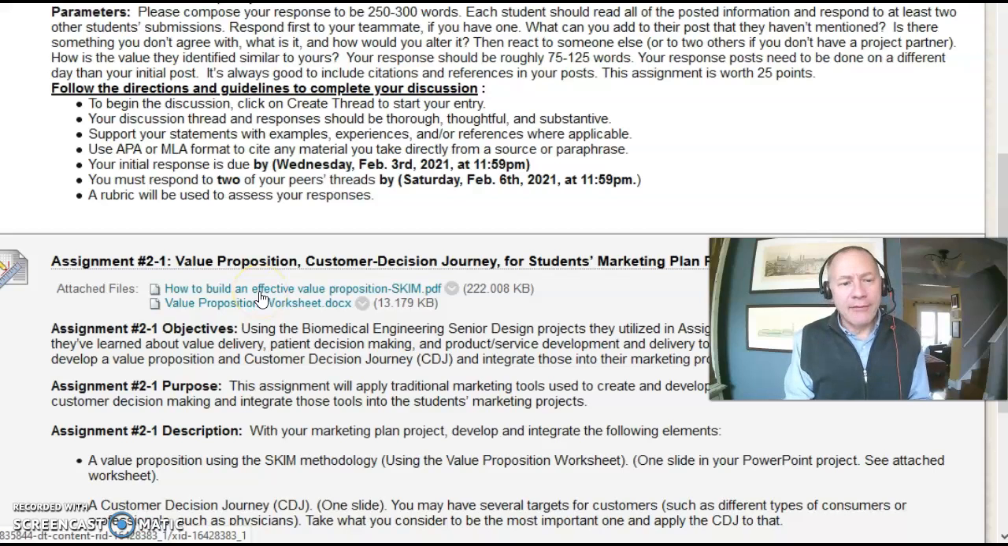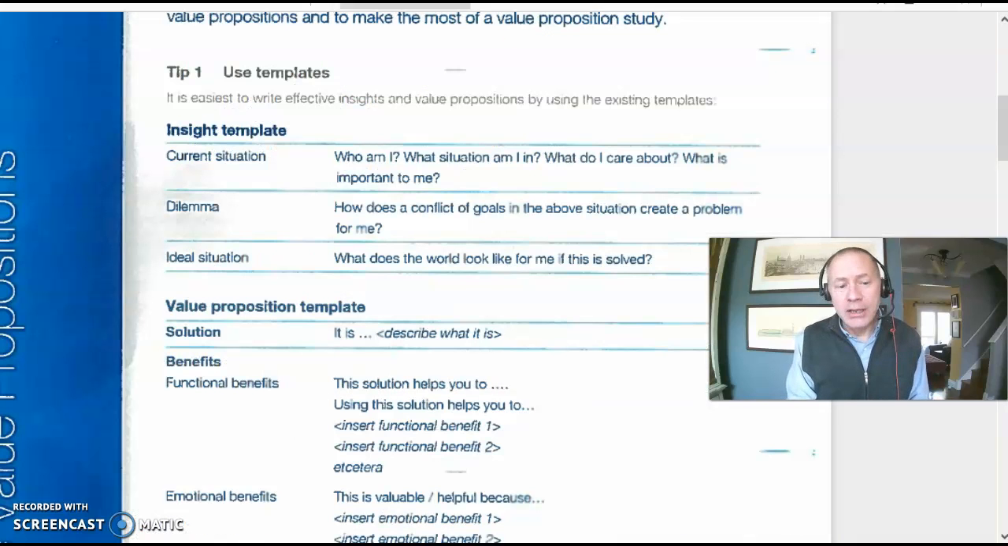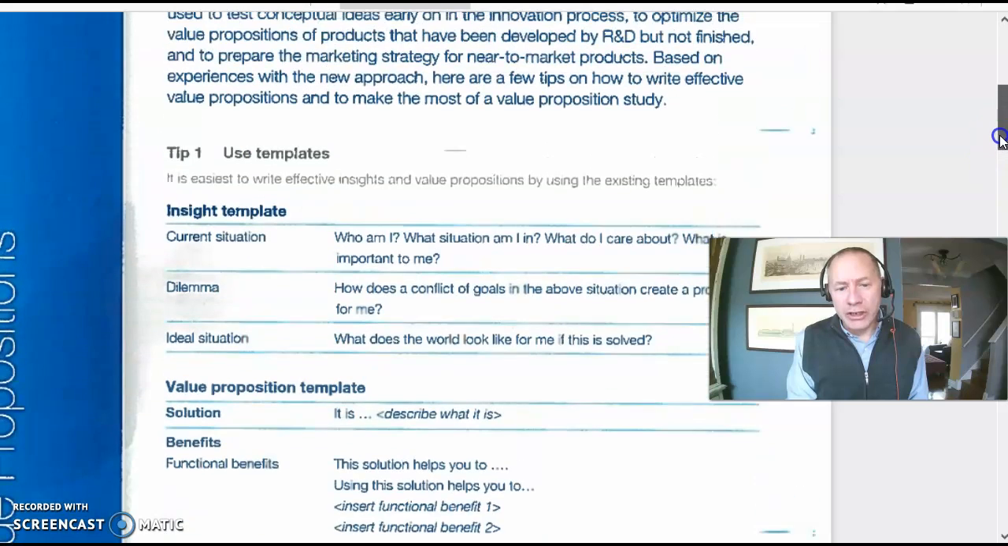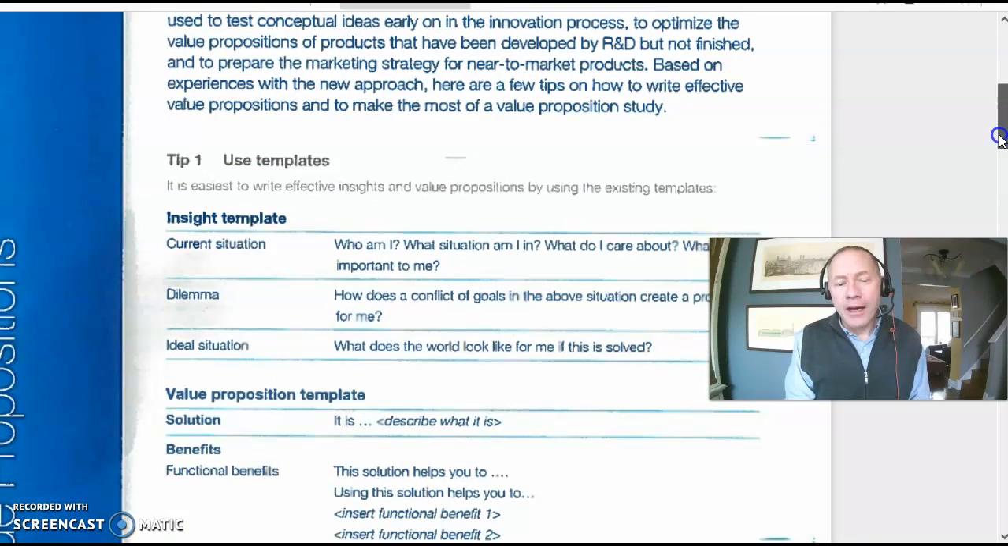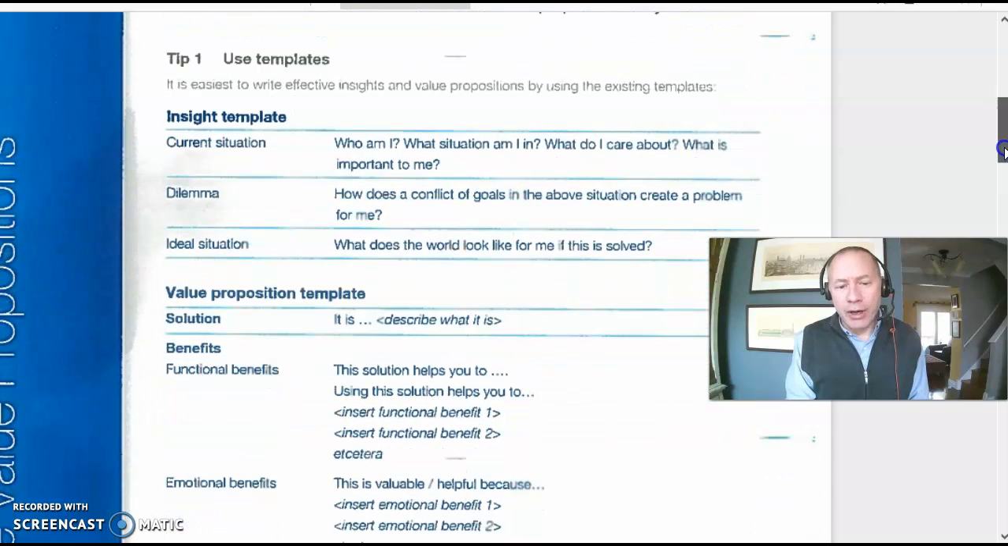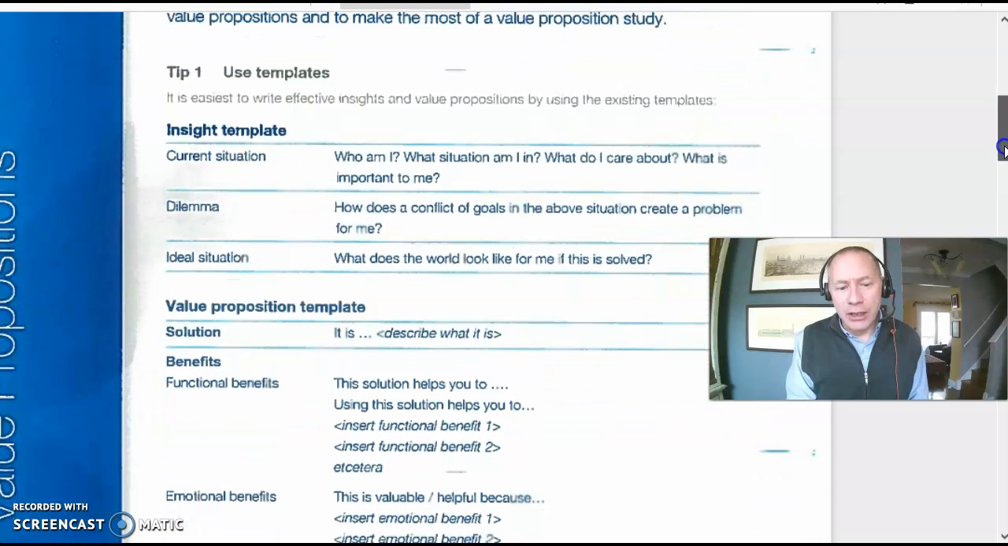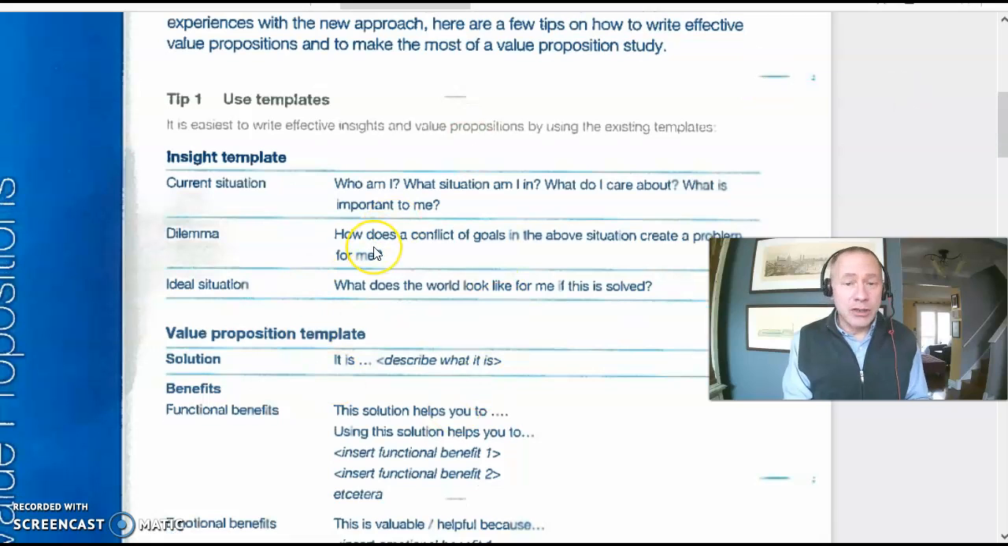That came from a methodology we call SCIM. SCIM is a consulting group and research organization. As you see here, we really have it in three parts. This is the template that they use. First is the insight, which in itself is in three parts: current situation, dilemma, and then ideal situation.